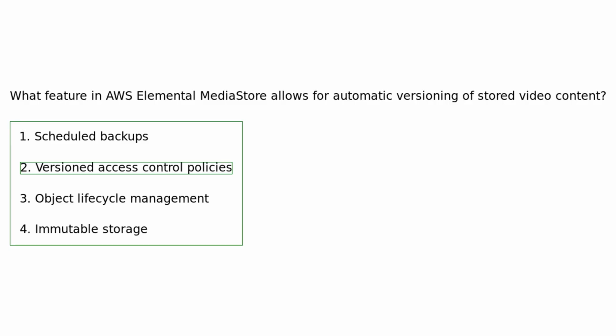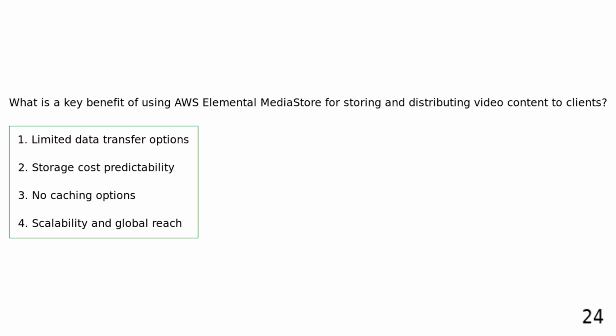accidental deletions or modifications. What is a key benefit of using AWS Elemental MediaStore for storing and distributing video content to clients? Limited data transfer options. Storage cost predictability. No caching options. Scalability and global reach. A key benefit of using AWS Elemental MediaStore for storing and distributing video content to clients is scalability and global reach, allowing for efficient delivery to users worldwide.